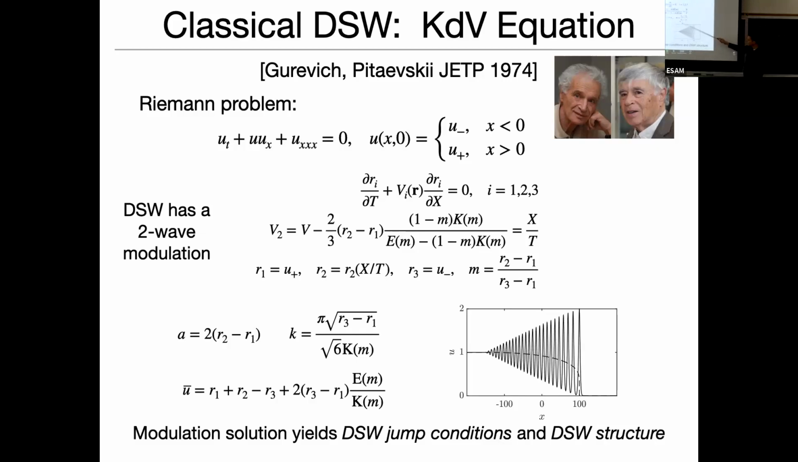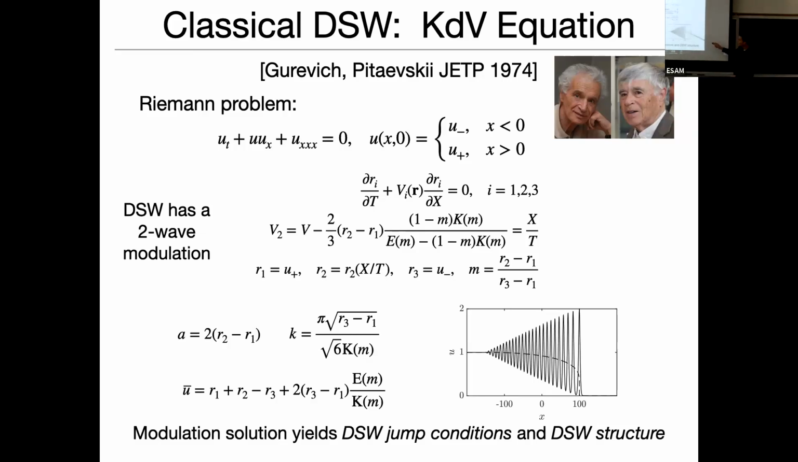Well, we need to pose an appropriate initial value problem for the modulation system. The way to do that is to require the jump in the mean to be characterized by this u minus, u plus. In other words, the mean for x less than 0 is u minus, and for x greater than 0 is u plus. But that's only one relation that characterizes these three parameters, R1, R2, R3. So how are we going to get amplitude and wave number?